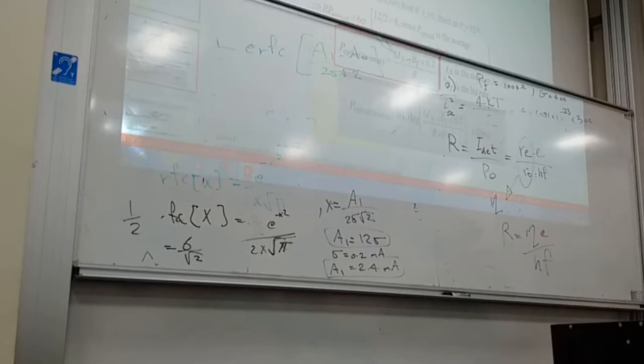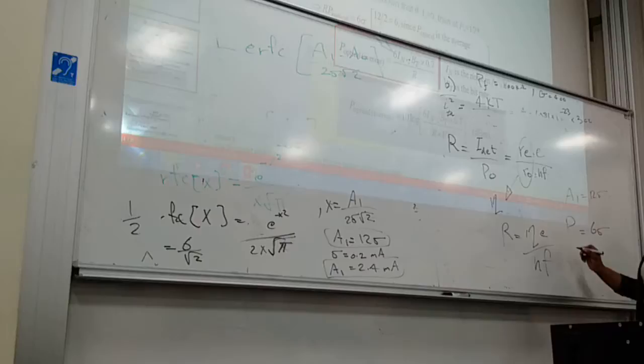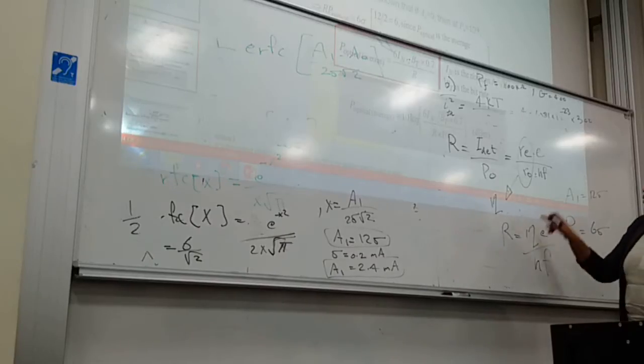In the example we just solved, we found that A1 is equal to 12 sigma. And this A1 is over logic 1 only. Logic 0 is 0 power. So the average power can be 6 sigma.